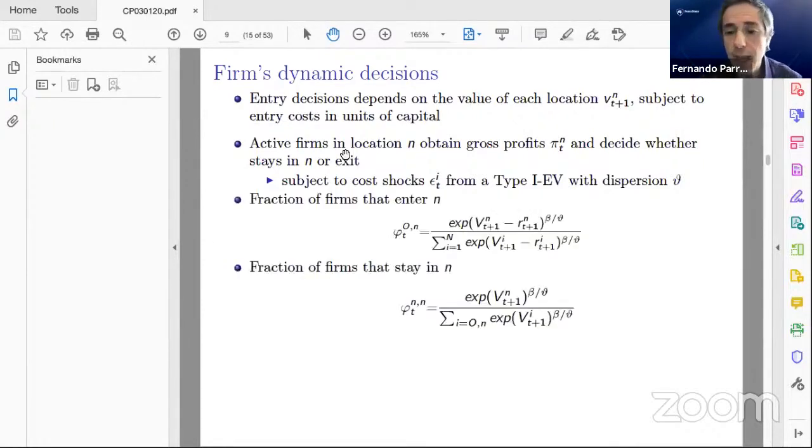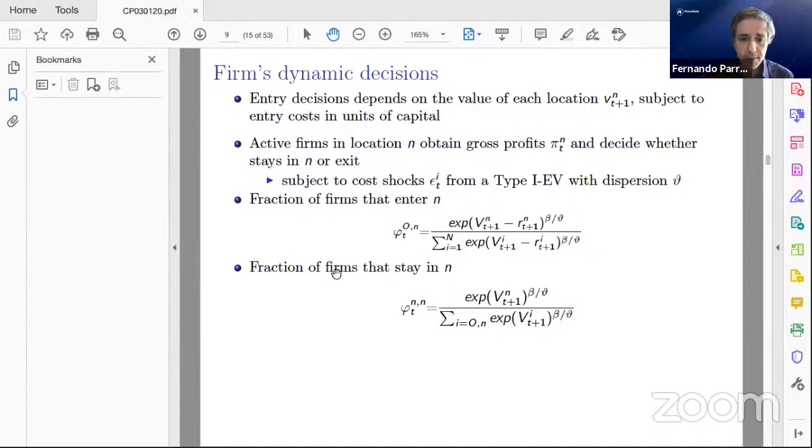Using the properties of the type 1 extreme value, we are able to solve for the transition rates. So the fraction of firms that enters in a location N is also going to be a forward-looking equation that is going to depend on the expected value of that location, and it's going to depend on the entry cost. And since we are modeling the entry cost in units of capital, the entry cost is going to be given by the rental rate of capital, which is going to be an endogenous equilibrium outcome in the model. So we're going to have a capital market clearing condition. And this parameter vartheta is going to govern the elasticity of the mobility of the entry of firms across locations.